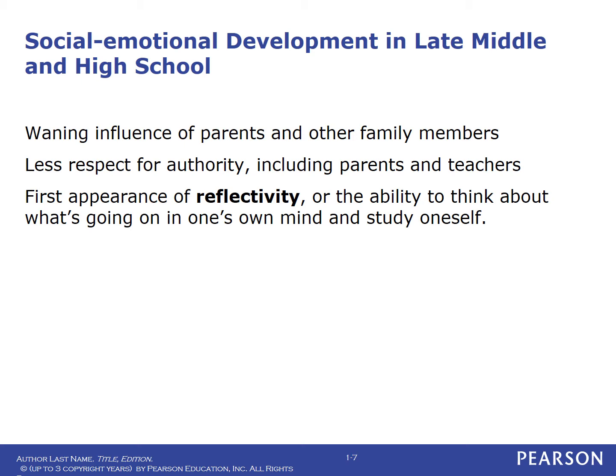In late middle and high school, there's a gradual waning influence of parents and other family members as students of this age strike out to develop other types of relationships. In general, there tends to be less respect for authority, including parents and teachers. And this is the first time we see reflectivity, or the ability to think about what's going on in one's own mind and study oneself. So the student becomes aware of him or herself as a person and is actively able to engage in thinking about what type of person they are.